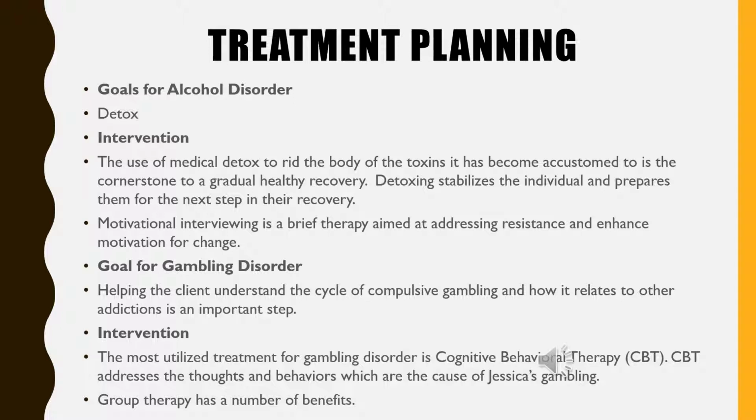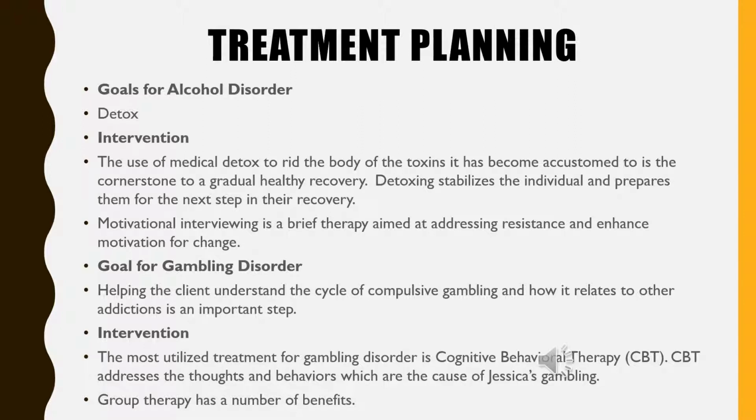Also, I would use motivational interviewing, as I've discussed. It's a brief form of therapy aimed at addressing resistance and enhancing motivation for change for her. For goals for gambling disorder, I would choose to help the client understand the cycle of compulsive gambling and how it relates to other addictions. I think that's an important area to see the relationship between her alcohol and her gambling, and also her taking the money of other men, consuming the alcohol of other strangers, and waking up in the same bed with these strangers. I think they're all obviously connected.